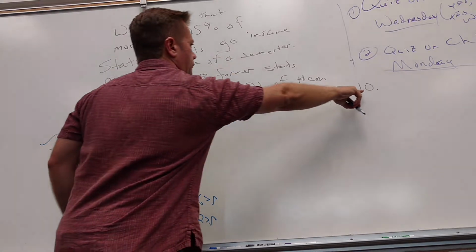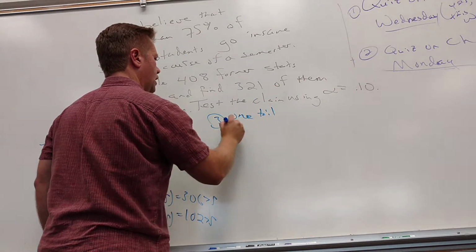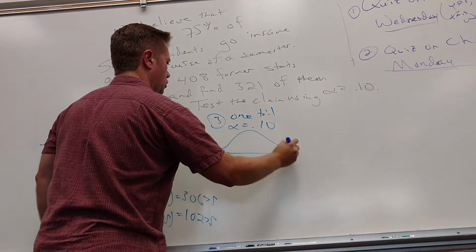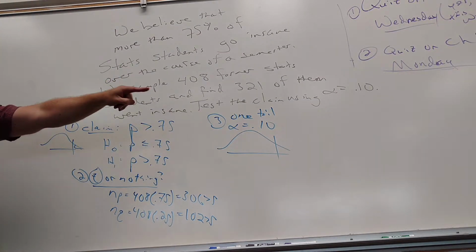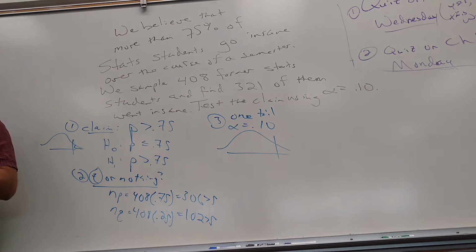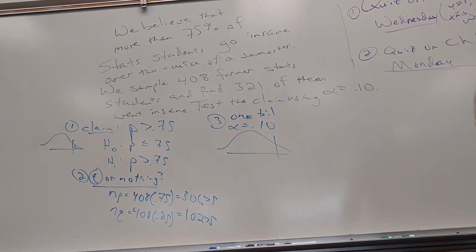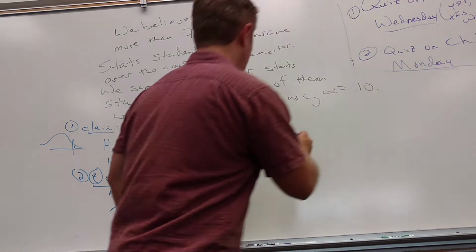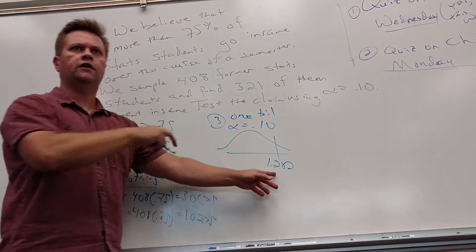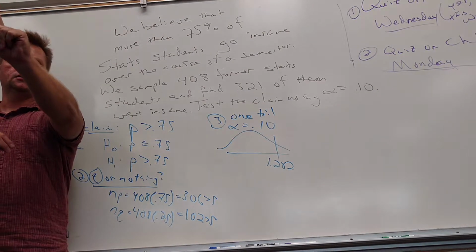So for an alpha of 0.10, it's a one-tail test. Alpha is 0.10. Can somebody help me find the Z-score? We already said it's a one-tail test. What's that Z-score going to be? One-tail test, 0.10: 1.282. Yeah, cool. All right, let me stop there for a second. Is everybody able to find that on their own? One-tail test, 0.10.